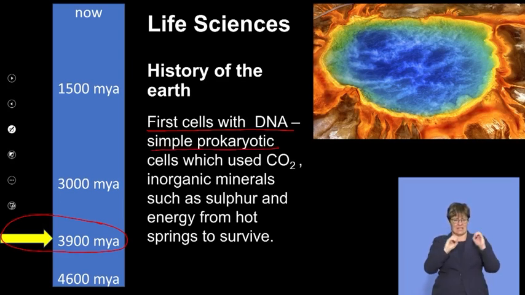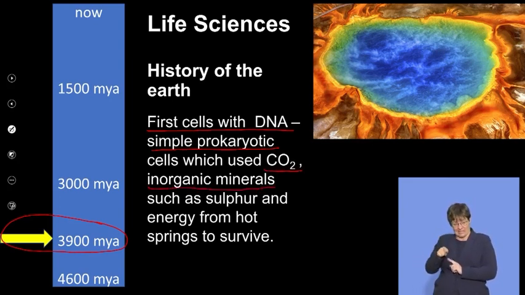And you should know from what you've done on cells that the word prokaryotic means that they didn't have a nucleus. They were very simple organisms similar to the bacteria which exist today. But these were very different because there wasn't any oxygen. So they used carbon dioxide from the atmosphere and inorganic minerals.